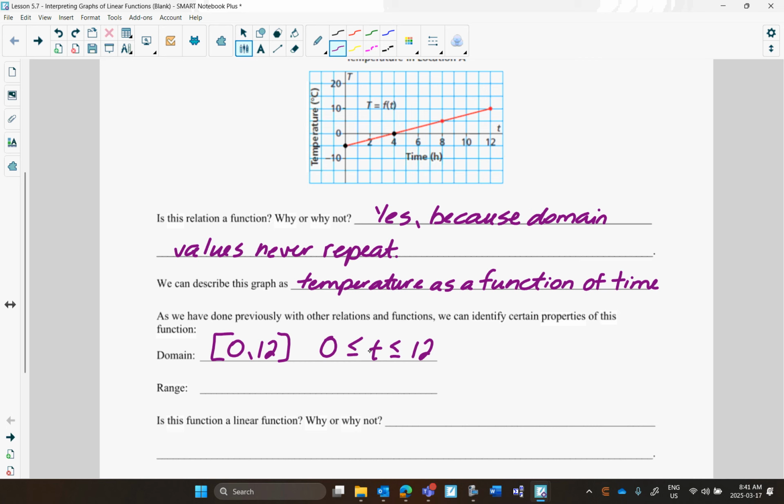What would the range be? Well, here's the lowest point. What's its y value? Not -1. Look at the scale. -5. This one would be 10. So we're going all the way from -5 to 10. Or -5, 10, less than or equal to, less than or equal to, and instead of y, it's called capital T.